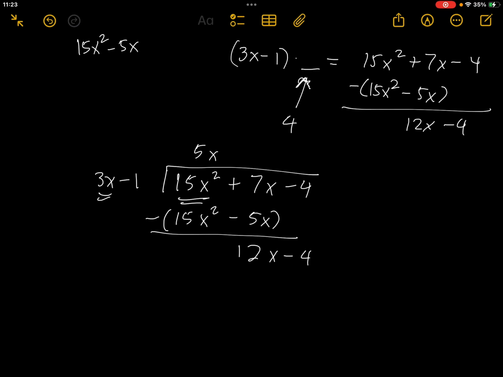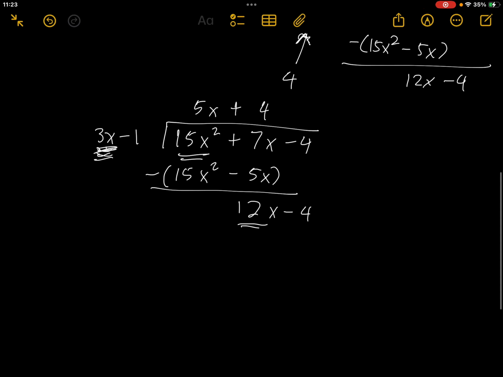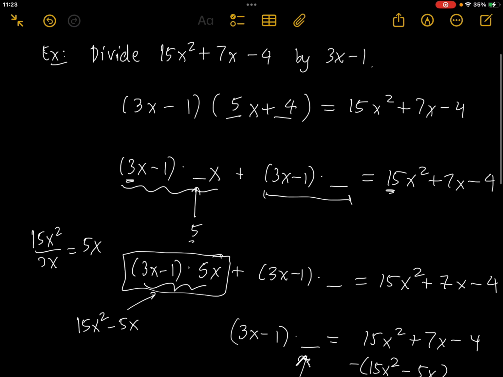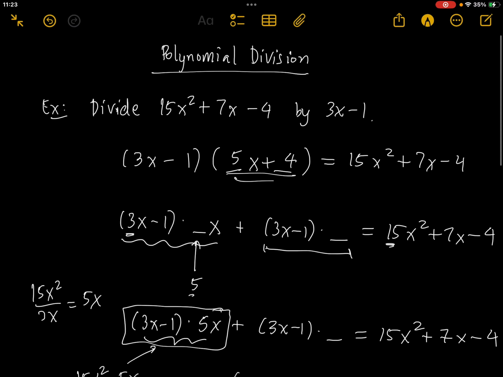And now we see what you have to multiply 3x by. We repeat the process. We see what you have to multiply 3x by to get 12x. That's 4. So it's plus 4 times 3x minus 1 equals 12x minus 4. When you subtract, you get 0. And that gave us the quotient on the top, 5x plus 4. That's exactly what we had here. So the answer is 5x plus 4.